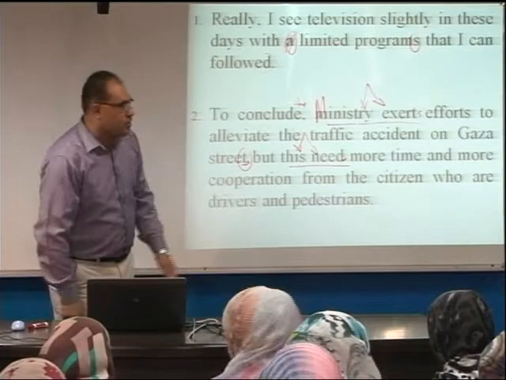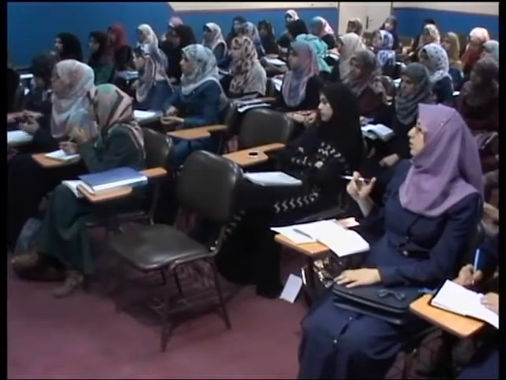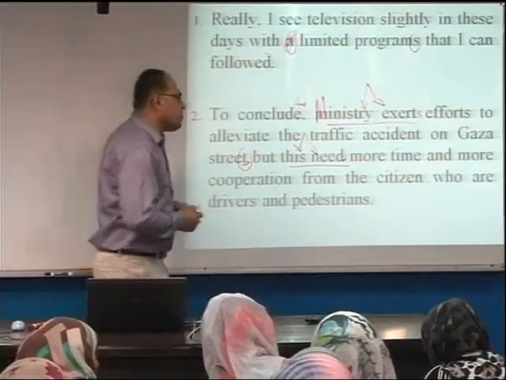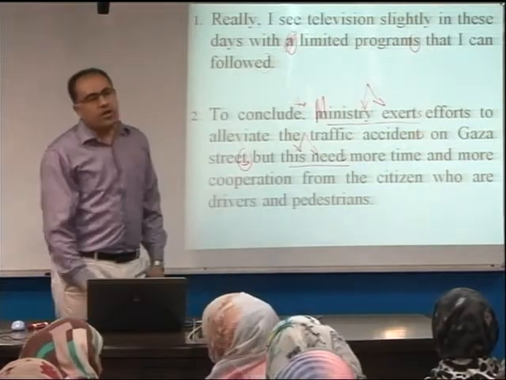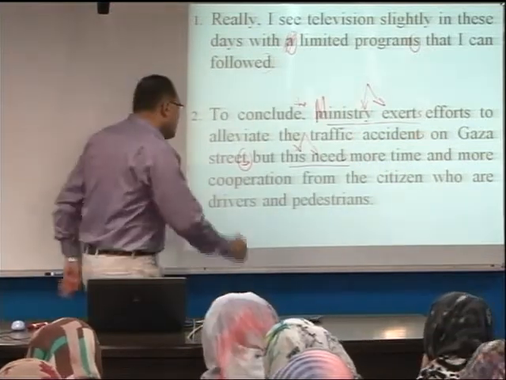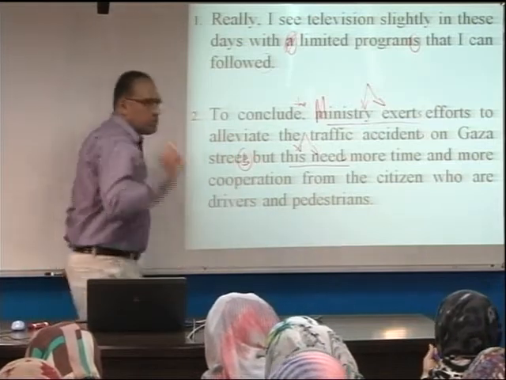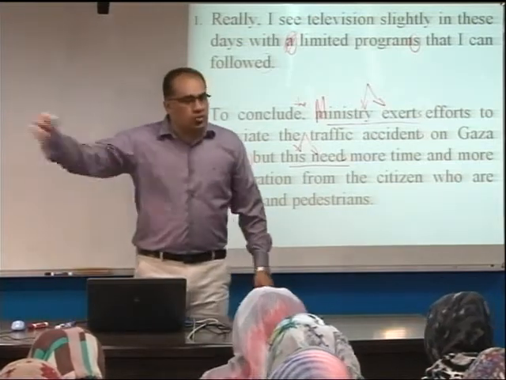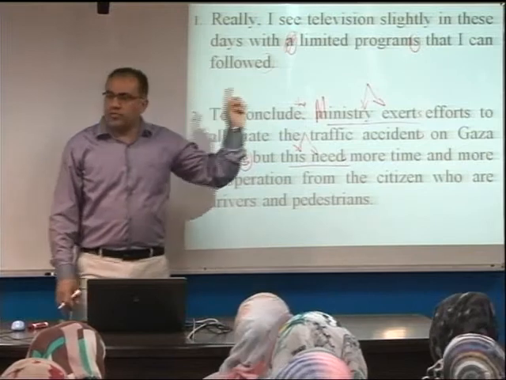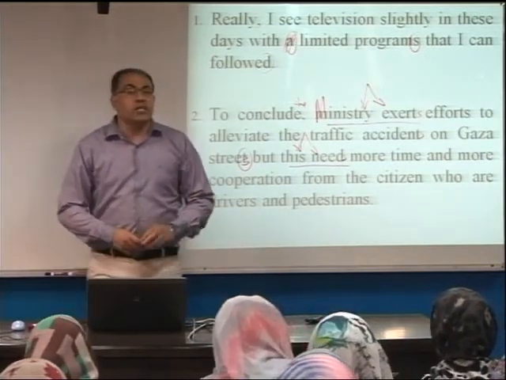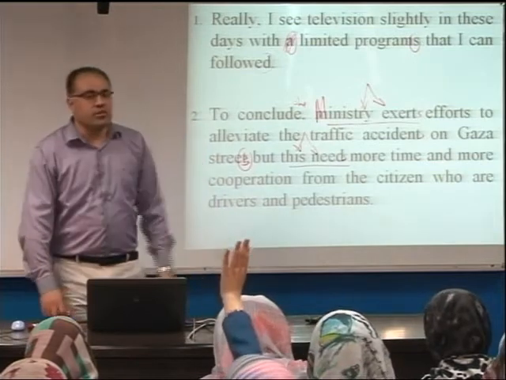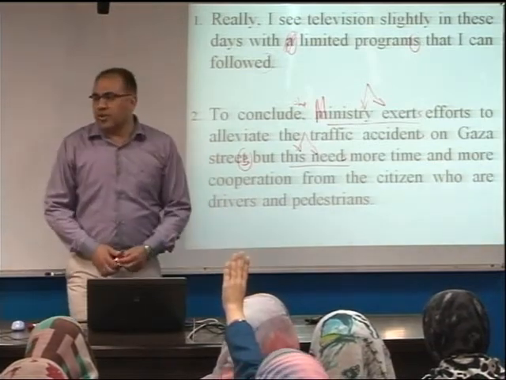Yes, please. Traffic accidents on Gaza Street. Okay, alleviate the traffic accidents. It's better, of course, to use "the accidents on Gaza streets." It's not just one street, so "Gaza streets." Okay, there's something finally here that we need to fix. It's very clear. It has to do with number agreement. Check it. Where is the problem with the number agreement?